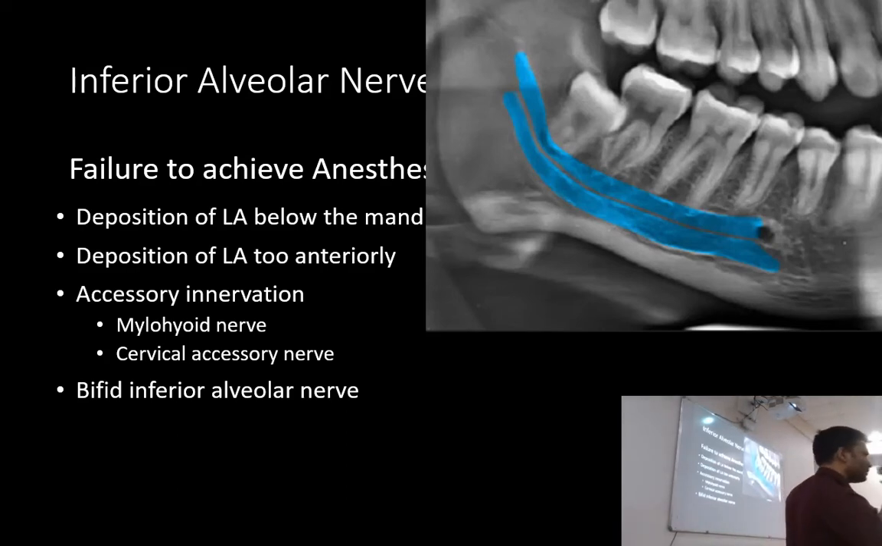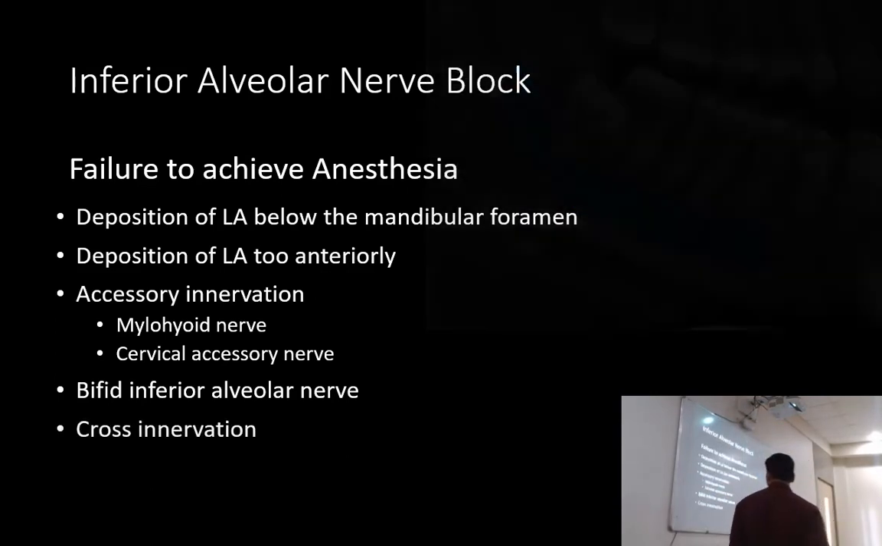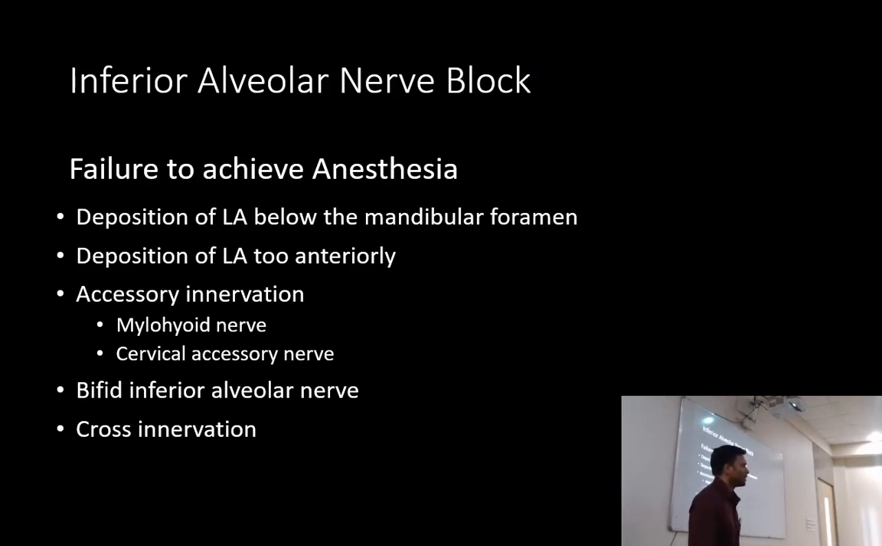Even if you infiltrate the buccal and lingual, still there is a possibility. I'm talking about the molar region, but in the anterior there is a possibility of pain. Why? There is something called cross innervation. Now anatomy, as I mentioned earlier, is not absolute. There will be variations. So at the midline, we have the nerve supply coming from both the sides.